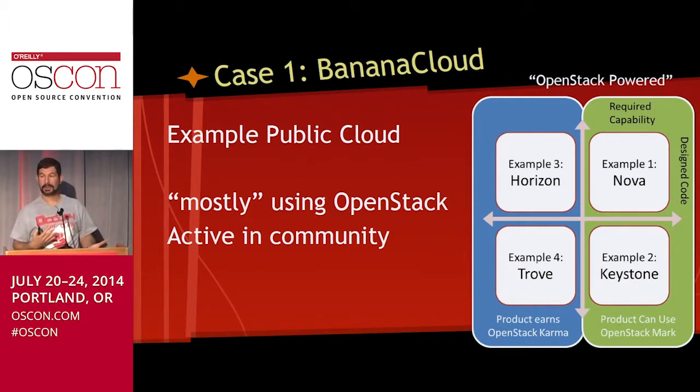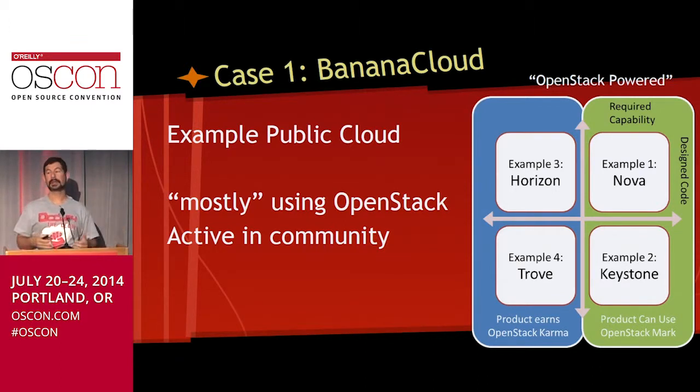We put together 3 examples. Josh picked the name Banana Cloud. I always give him credit on that. And so the idea here is that there's certain things. In green are the required parts, the core parts. So Nova would be a required capability.